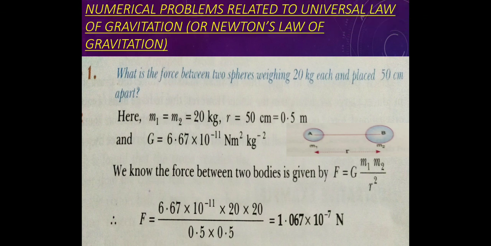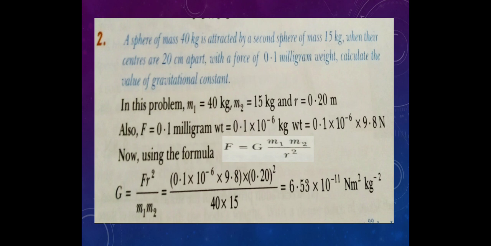We will solve the other sums also, like this one. A sphere of mass 40 kg is attracted by a second sphere of mass 15 kg. So here again we will imagine the same figure, or you can draw a figure at the side. One is 40 kg, another is 15 kg. So we will mention M1 as 40 kg and M2 as 15 kg, and distance is 20 centimeter. We will change it to SI unit, that is 0.20 meter.